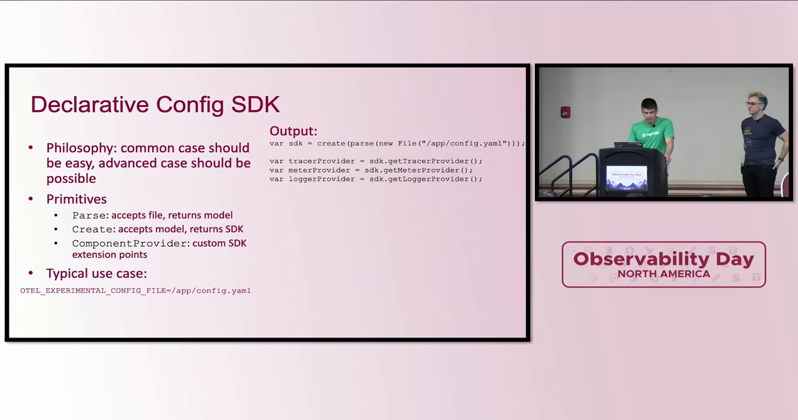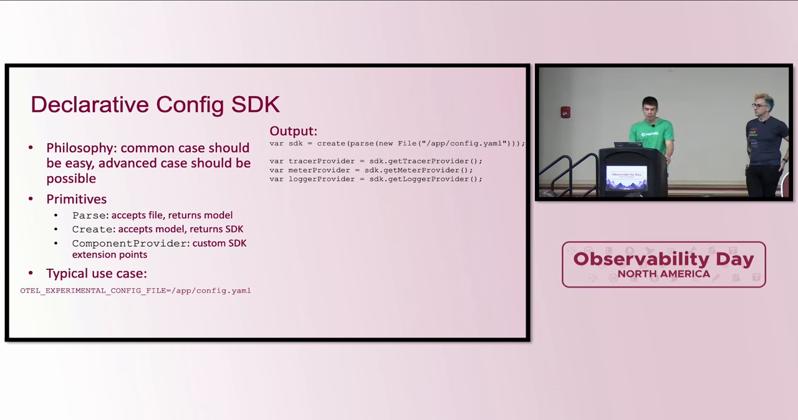Moving on, the SDK defines the bits of machinery that an implementation uses to parse, validate, and interpret the contents of a YAML config file. The philosophy behind the SDK is that the common case should be easy and the advanced case should be possible. To this end, SDK is broken into a small set of composable primitives.